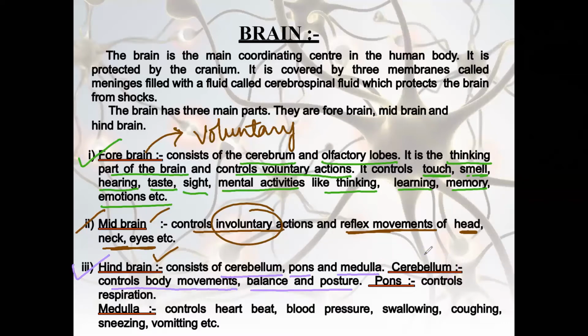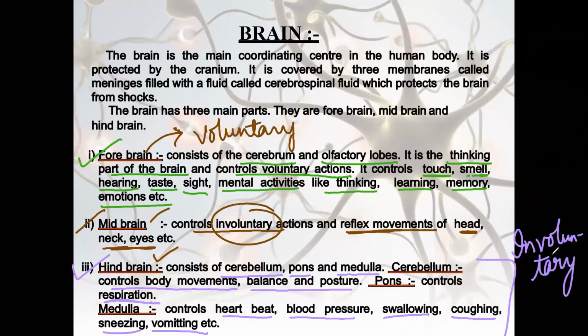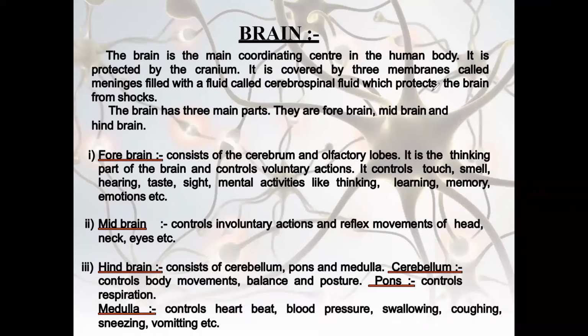Then comes the pons that controls respiration. So respiration is controlled by the pons. And then the third one is medulla that controls our heartbeat, blood pressure, swallowing, coughing, sneezing, vomiting, etc. So you can see that these all are involuntary actions. None of it is voluntary. So forebrain controls all the voluntary actions, whereas hindbrain and midbrain control all the involuntary actions.